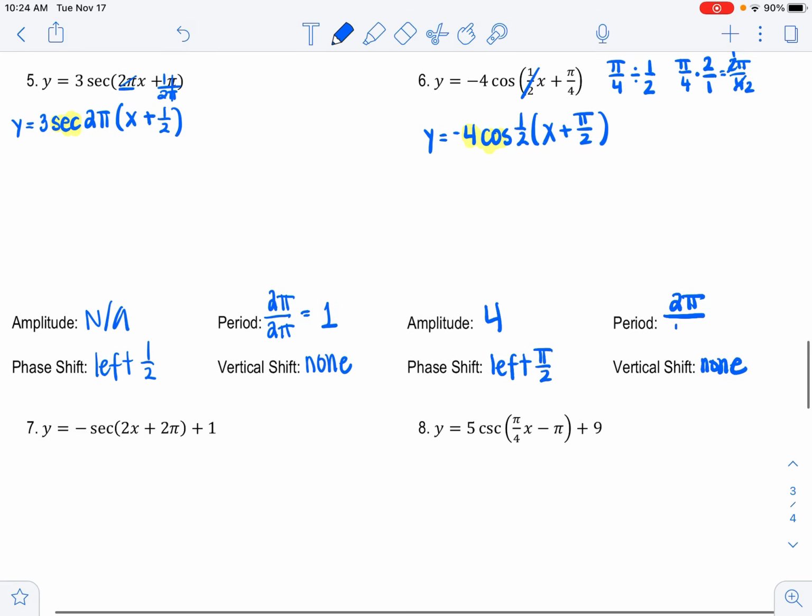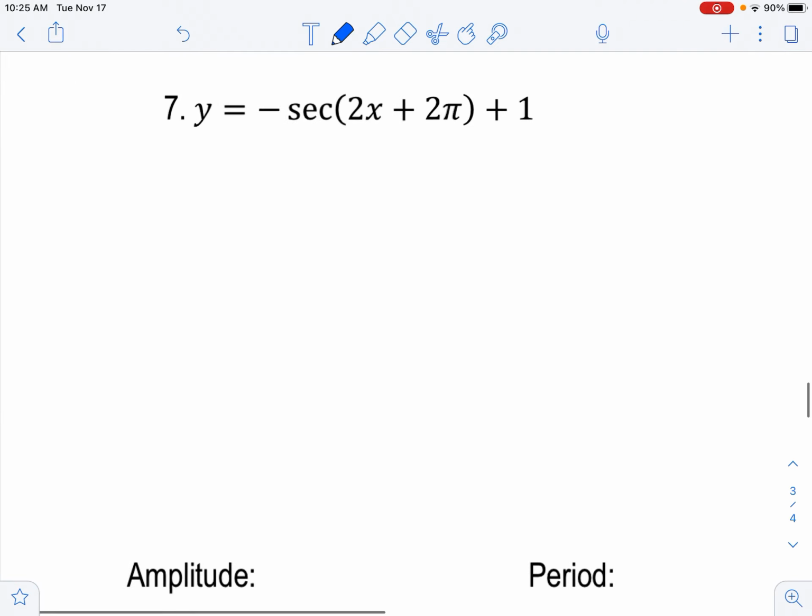Period, 2 pi divided by b. I'm about to divide by a fraction. We don't divide by fractions, so instead, I'm going to multiply by the reciprocal. So instead of dividing by 1/2, I'm going to multiply by 2 over 1, and I get 4 pi. Okay?